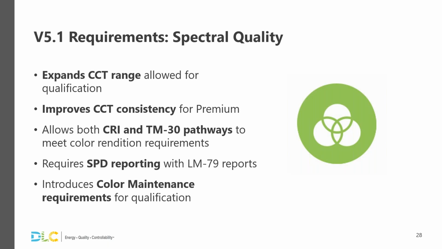5.1 also introduces a requirement to include both CRI and TM30 color rendition measures in the test reports, with specific requirements to be used as a pathway for qualification. Either one can be used as a pathway for qualification. There's also a new color maintenance requirement for all products and a reporting requirement for spectral data. So let's move on to the specific requirements.